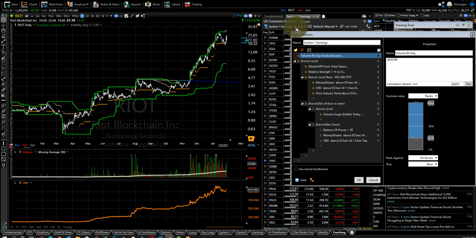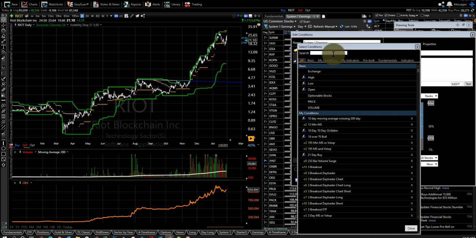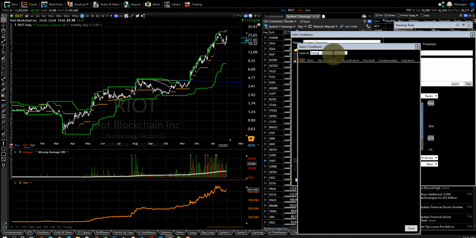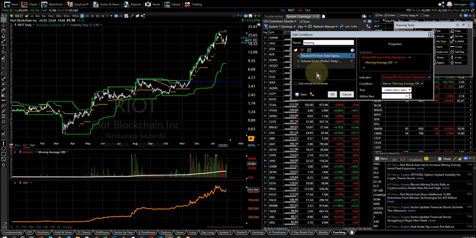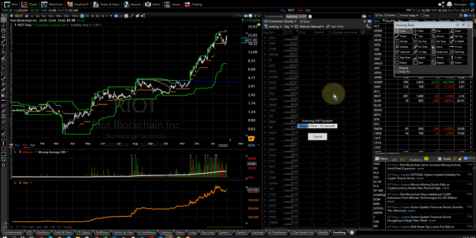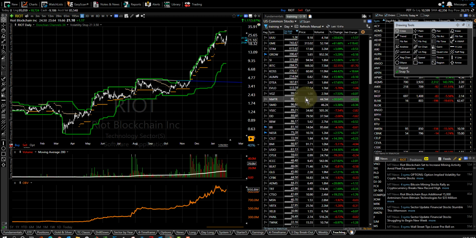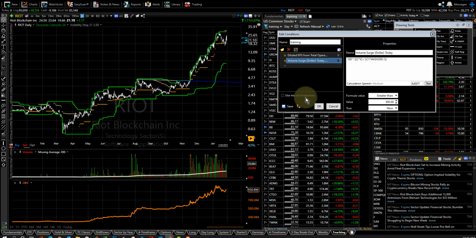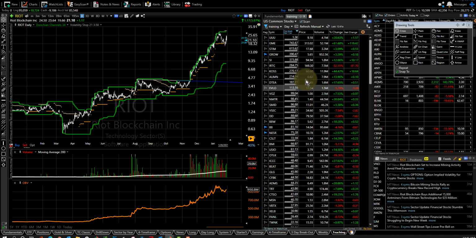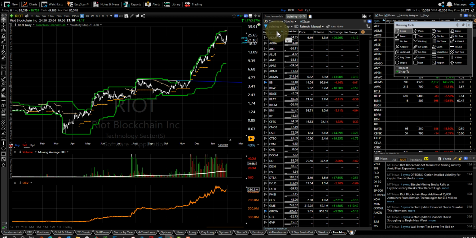And we just set up a scan. We named it training. So here it is. Now when I click this button, it's going to automatically take those two conditions. So now we're looking for stocks that have positive earnings growth for the last year, that also happen to have a volume spike today. So this is 70 stocks that had a 500% spike in volume today.